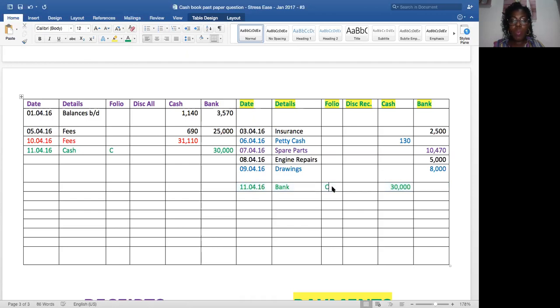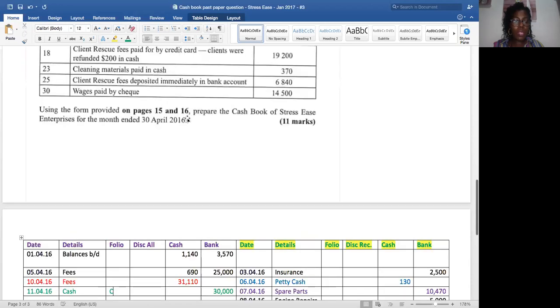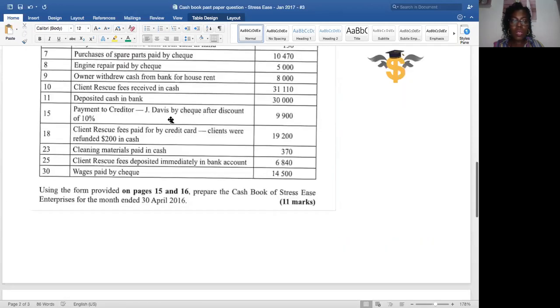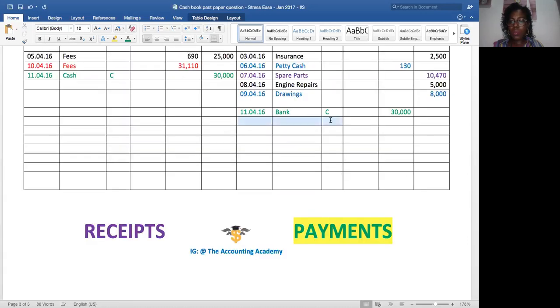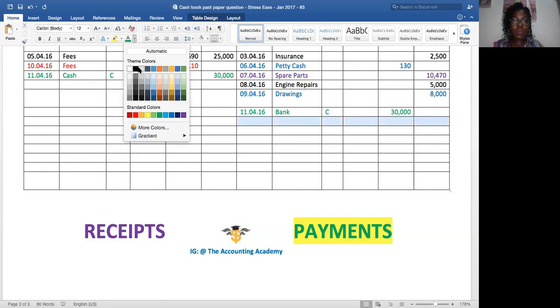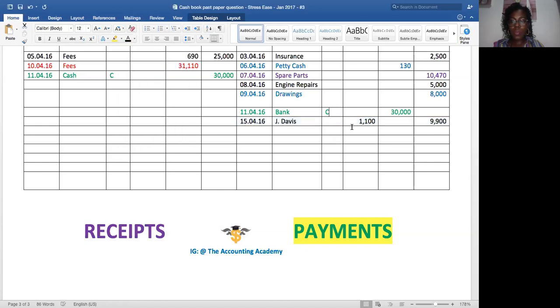Very important, you must put this C under folio. If you don't know how to get folio, that's going to be another topic for another video. But for now, please note once you make a contra entry, you must put C under the folio column. All right, so let me go to the transaction the 15th now. That is the payment to the creditor. All right, so payment to the creditor. Boom, there you go.